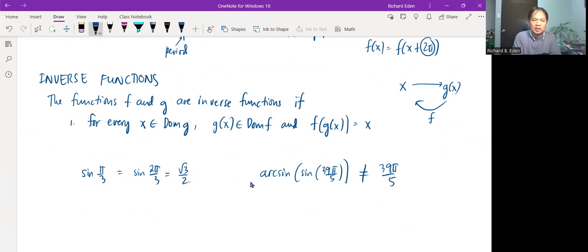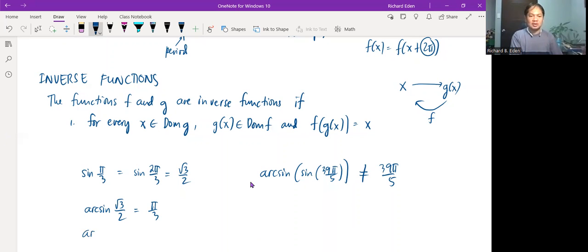However, when you punch in arc sine of the square root of 3 over 2, ang lalabas, it's not 2 pi over 3, but rather, it's gonna be pi over 3. Okay? Hindi pwedeng merong two choices kasi if you are dealing with a function, whatever you feed it as input, there should only be one choice, one output. Otherwise, hindi na siya function. So arc sine of square root of 3 over 2 equals pi over 3.